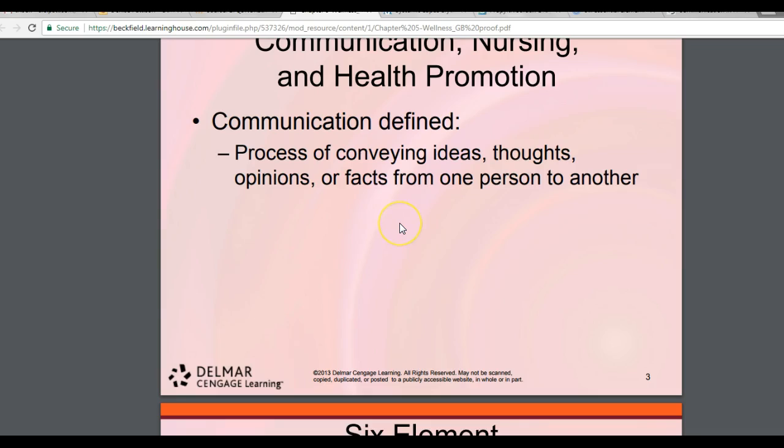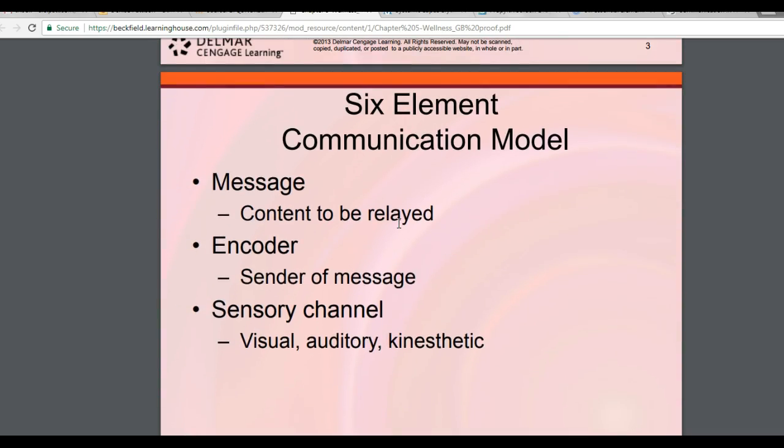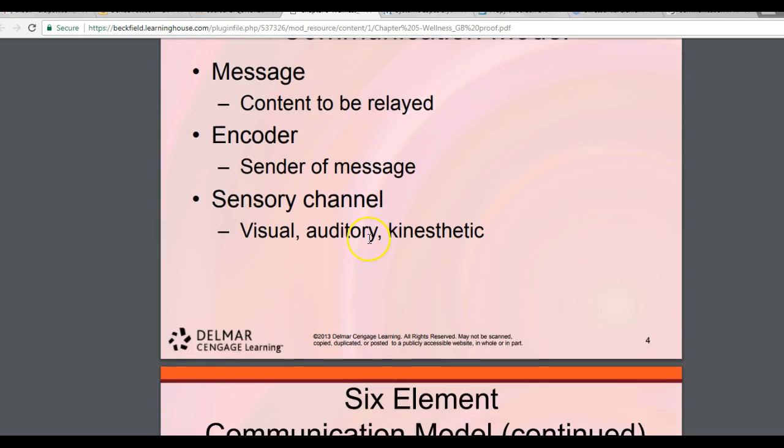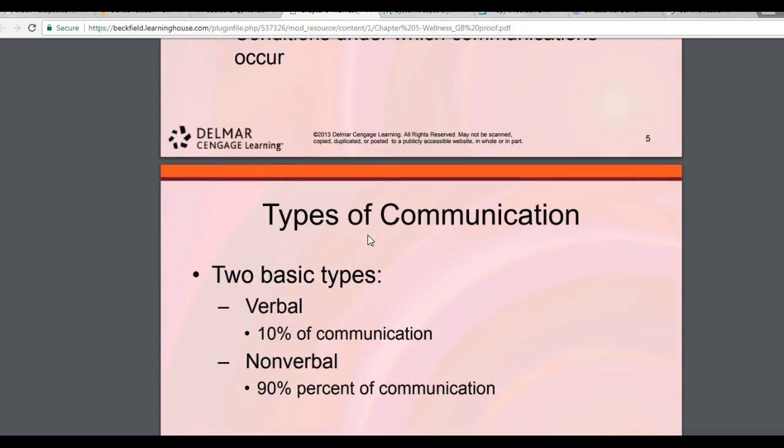So communication is defined as the process of conveying ideas, thoughts, opinions, or facts from one person to another. There's a 6-element communication model: message, encoder, sensory channel, decoder, feedback, and context.